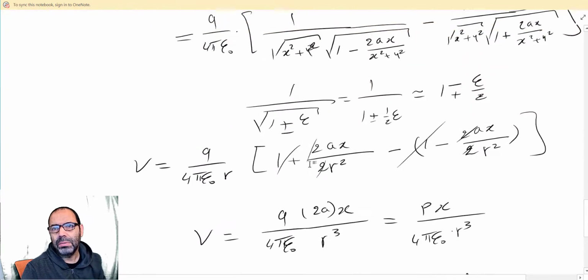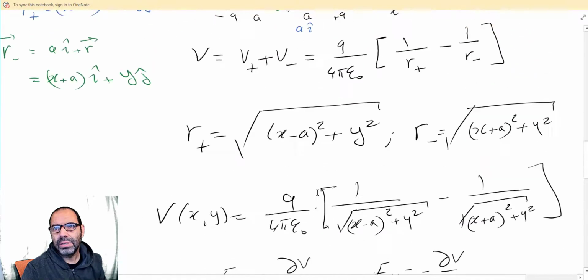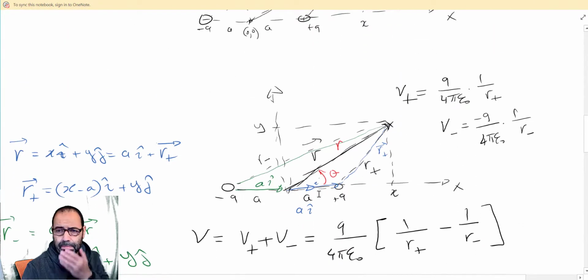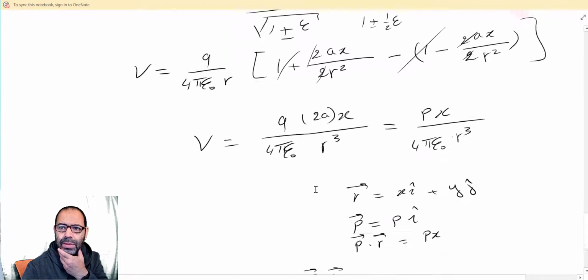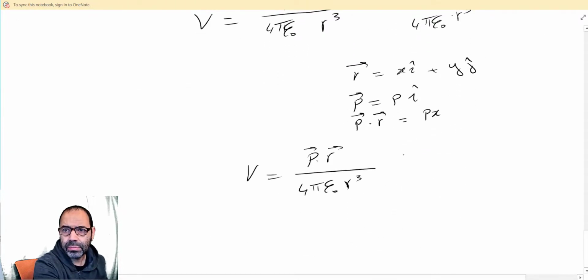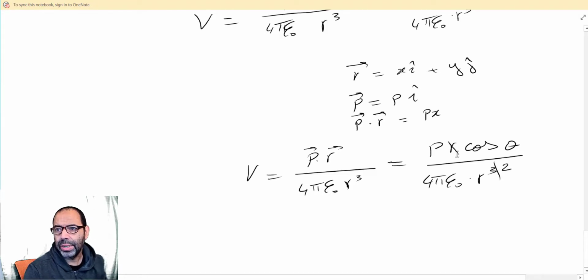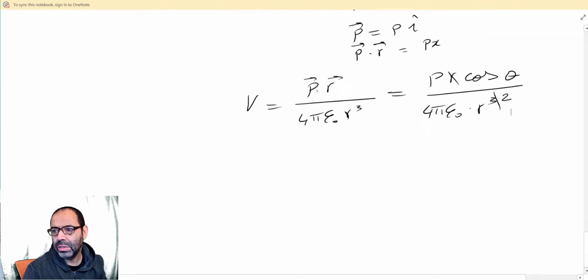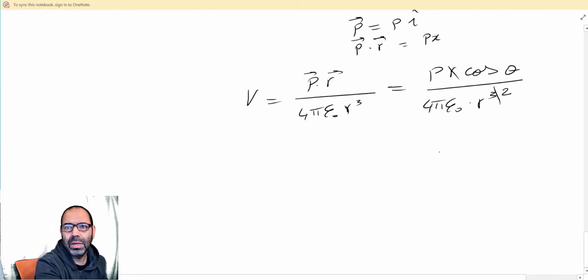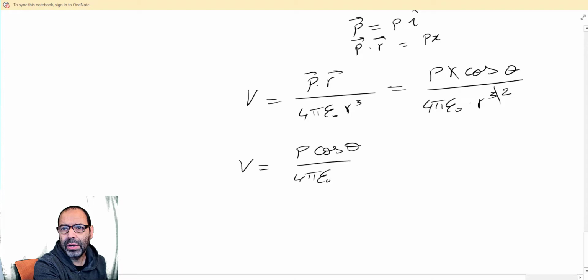In the polar coordinates, p times r, p is in the x direction, r in the y direction, and the angle between them is exactly theta. So this can be written as p times r times cosine of theta divided by 4 pi epsilon naught times r cubed. The r and the r cubed cancel, and we're left with an r squared in here, which means that the potential is dropping like 1 over distance squared. That means the electric field drops like 1 over distance cubed.